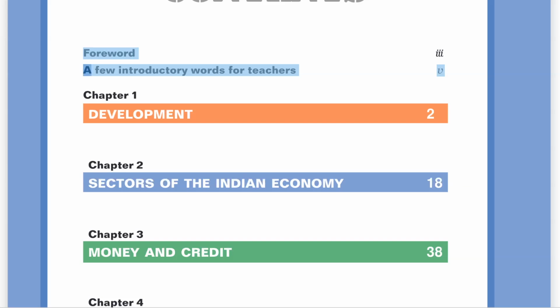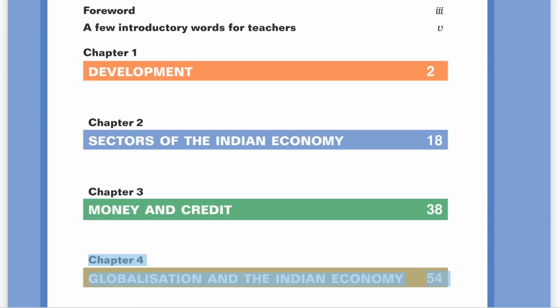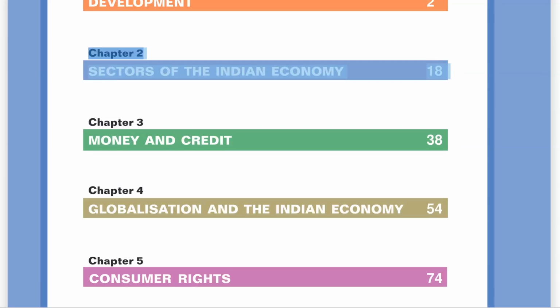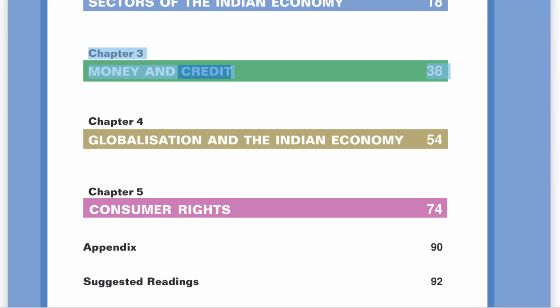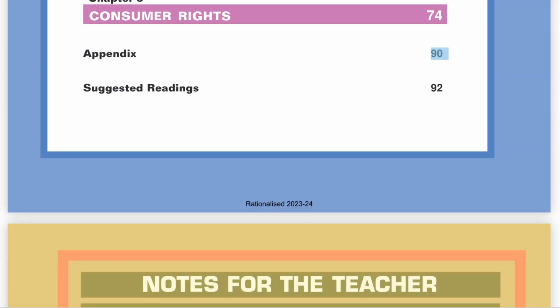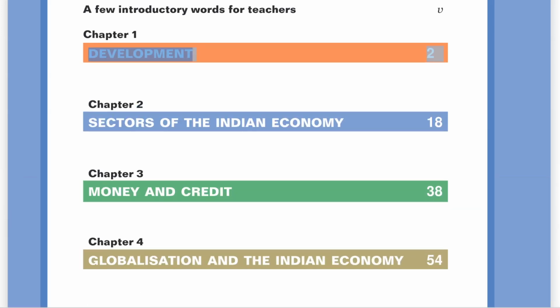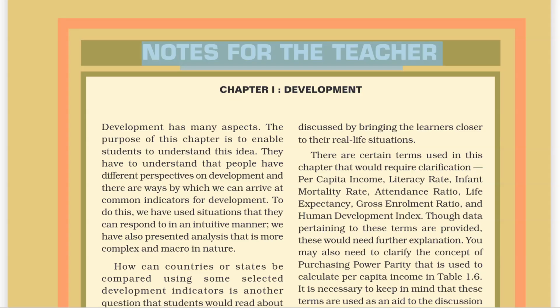Contents. Foreword, a few introductory words for teachers. Chapter 1, Development. Chapter 2, Sectors of the Indian Economy, 18. Chapter 3, Money and Credit, 38. Chapter 4, Globalization and the Indian Economy, 54. Appendix, 90. Suggested readings, 92.